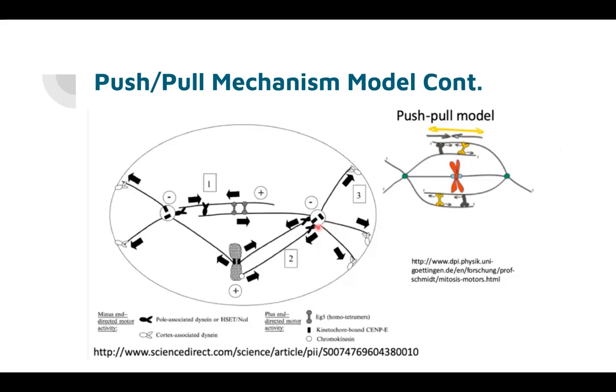Oh, right. So as far as the pull, you want to think about how dyneins are minus-end directed. So they're going to be walking towards the minus end of the microtubule, which is towards the pole, towards the edges. It's a tug of war. It's going to pull the microtubules away. And then for the push, I'd have to get back to you.